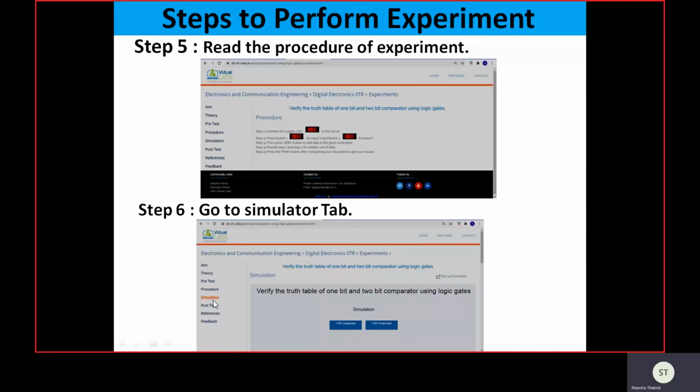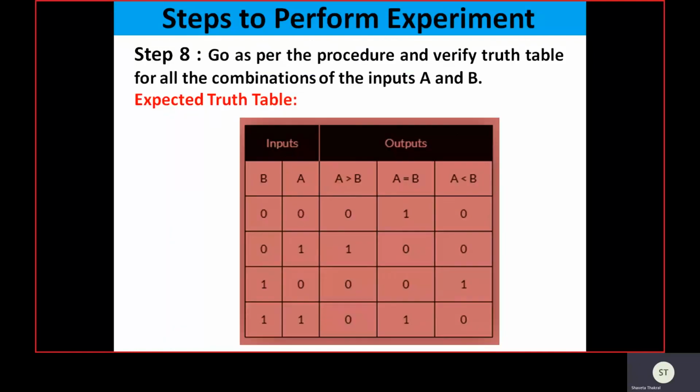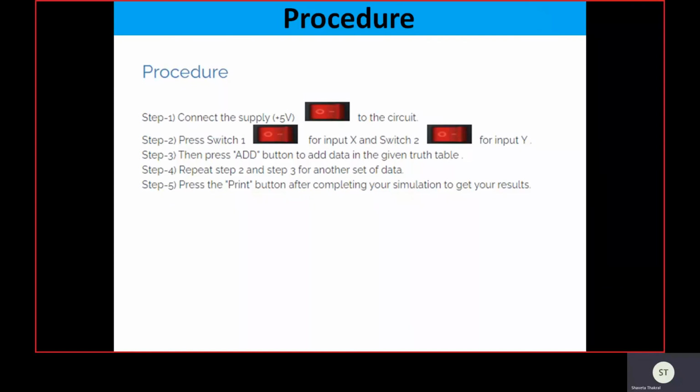The simulation tab is there, and that is showing two types of simulation, that is, the simulation of 1-bit comparator and 2-bit comparator. So we will go to the simulation of 1-bit comparator, and when we go for the simulation of 1-bit comparator, this window will appear on the screen where we can perform the experiment, and we have to go as per the procedure and verify the truth table for all the combinations of inputs A and B. This is the expected truth table we have discussed for the 1-bit comparator, and this is the displayed procedure.